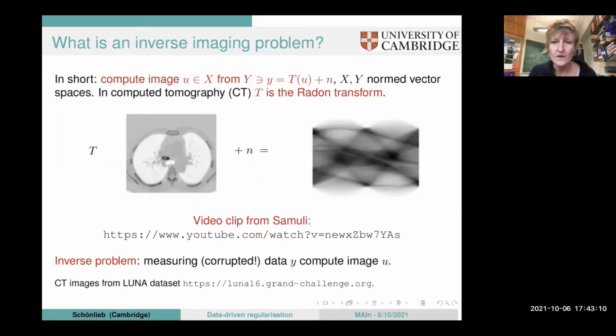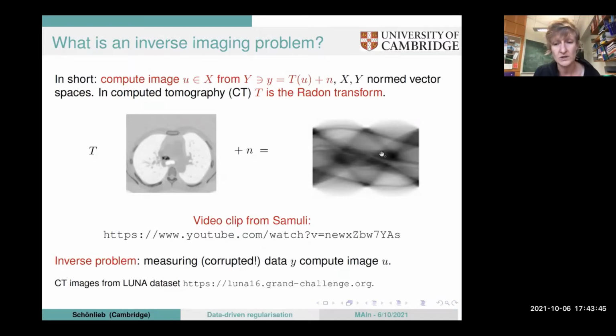So a prototypical example for this kind of scenario in imaging is tomography, X-ray tomography, where what we want to compute, what a clinician, a radiologist wants to look at, is an image, which you can think of as an intensity distribution of tissue density in the human body, for instance. Like in this case here is an abdominal CT scan, or a slice through it.